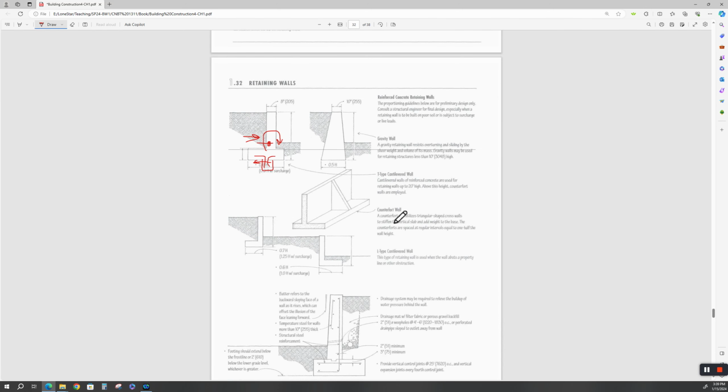Counterfort. This is called a counterfort wall. It's like a T-type cantilevered wall, but it utilizes a triangular shape, cross walls, to stiffen. That's what this does. This works like a baffle or a shear wall. We'll get to shear walls when we talk about buildings, but that's all this really is. It's just acting as a shear wall, and it reduces the span. And we'll talk about that when we get to two-way concrete slabs.